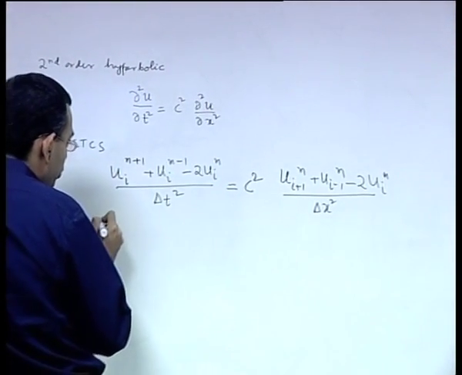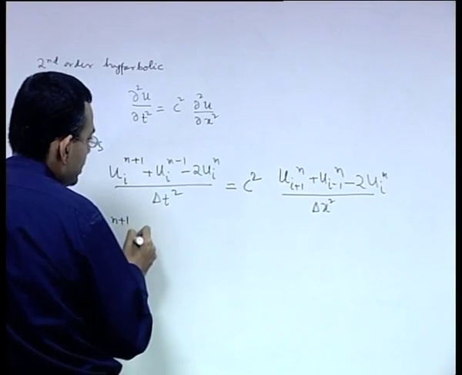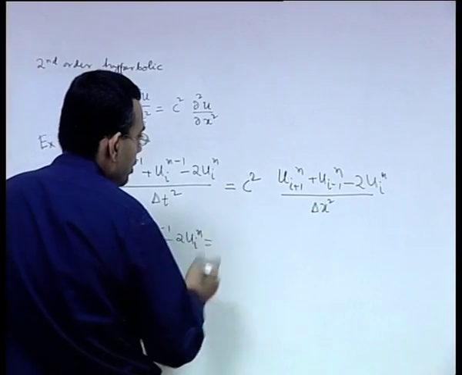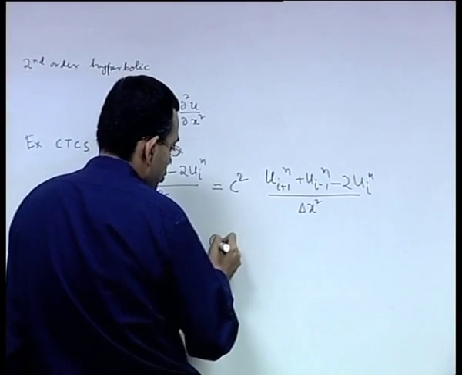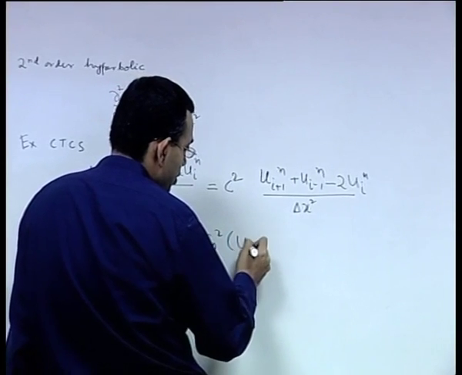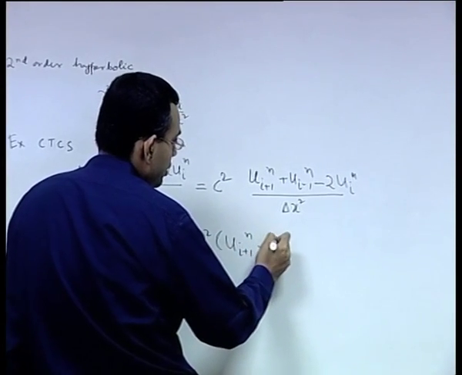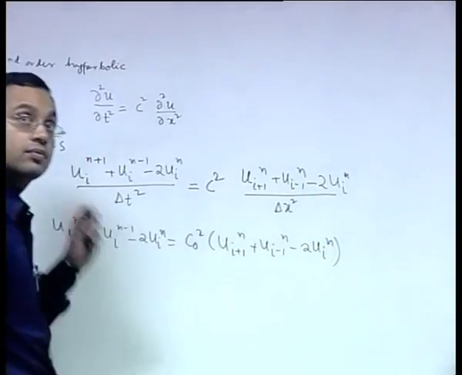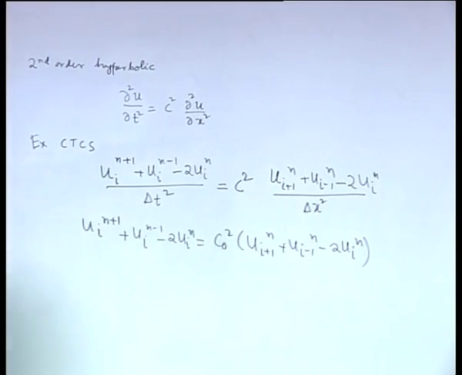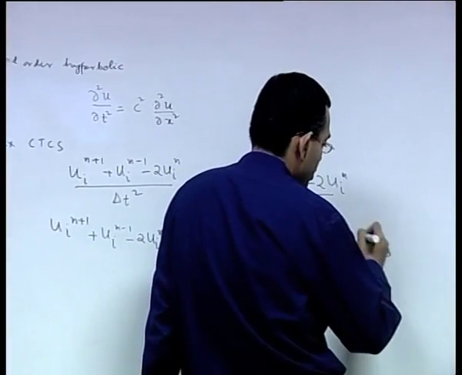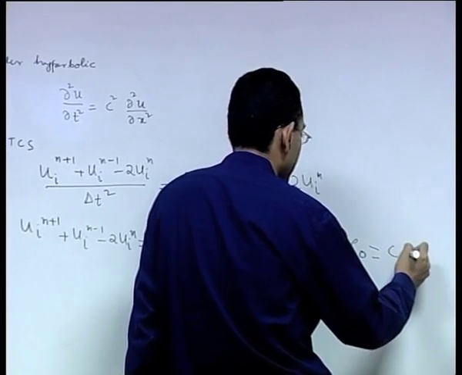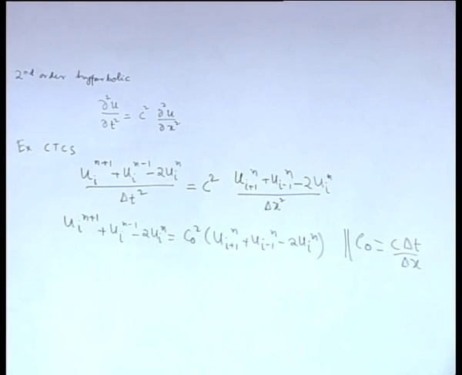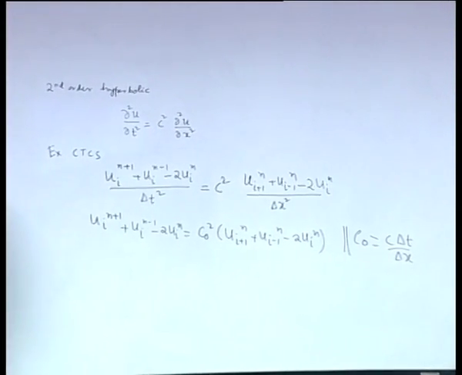So we can write u I n plus 1 plus u I n minus 1 minus 2 u I n is equal to Courant number square times u I plus 1 n plus u I minus 1 n minus 2 u I n, where Courant number is equal to C delta t by delta x.